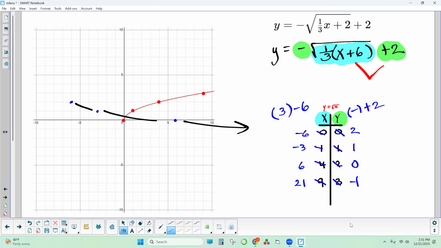Okay, so let's review the transformations here. We've shifted left 6, up 2, and it's been reflected over the x-axis, and it's been horizontally stretched by a factor of 3. As you can see, verify: does it look like it's been horizontally stretched? Does it look like it's been reflected over the x-axis? You can verify these visually and then go and review your transformations.